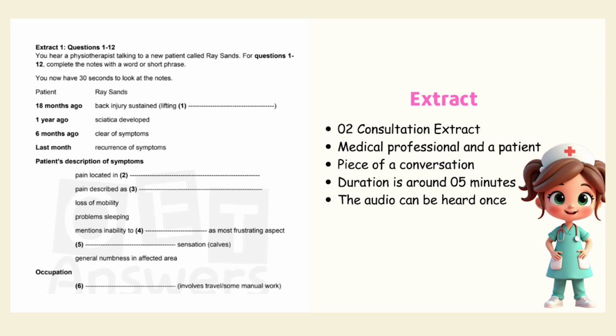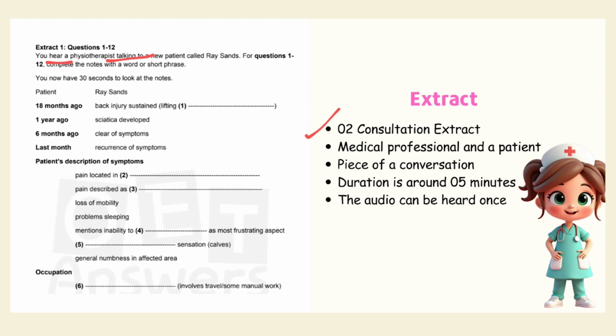So extract 1, the first bullet point indicates two consultation extracts. So overall they are explaining both extracts. In both extracts you can see two different consultations, like a physiotherapist talking to the patient, or in another text you can see a rheumatologist talking to the patient. So for example you can see here, you hear a physiotherapist talking to a new patient, right? Yes, coming to the second bullet point, medical professional and a patient. The conversation between a medical professional and a patient.